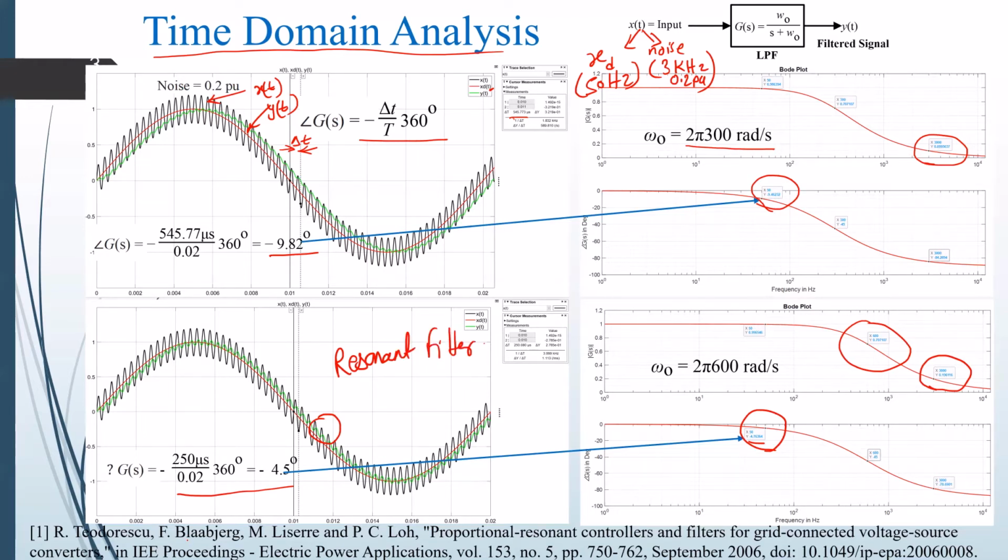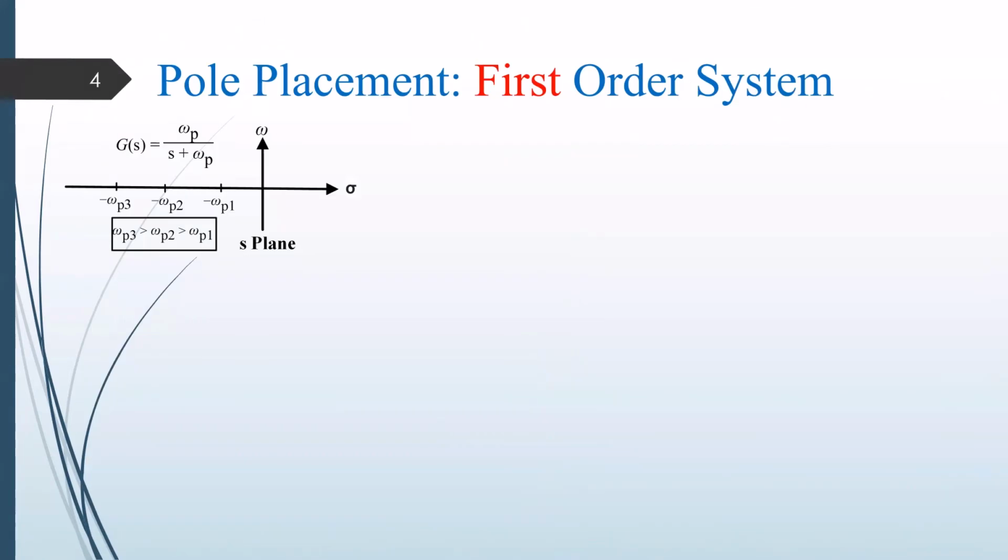And a very good resource to learn about these basics of the resonant controller is this paper. So I would ask you to go to this paper if you wish to find more detail about the resonant controller. Okay, so that was about the bandwidth of the low pass filter and how to get the Bode plot.